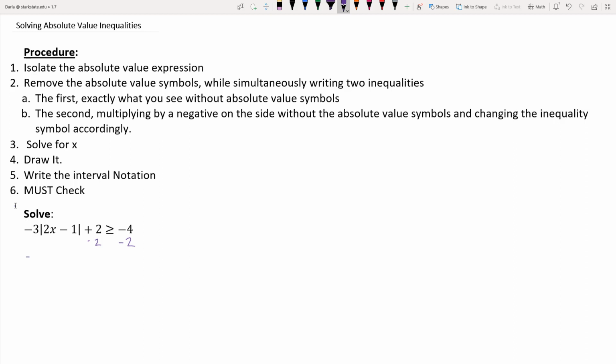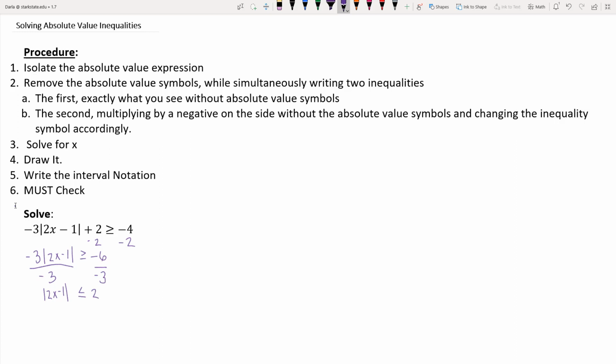Now when we do that, that doesn't change our absolute value inequality symbol. It will stay in the same direction because when you subtract 2, that has no effect on that symbol. And then we're going to go ahead as our next step and divide by -3 on both sides of the inequality. But when you divide by -3, that does change your inequality symbol. And so I'm going to go ahead and just rewrite that the direction is changed. And that gives us the absolute value of 2x minus 1 is less than or equal to a positive 2.